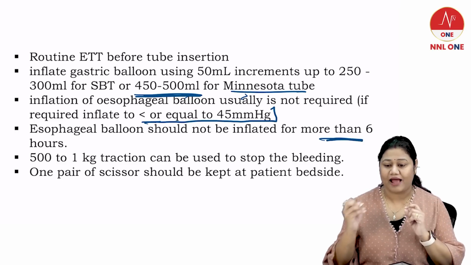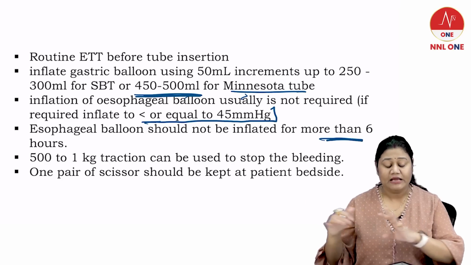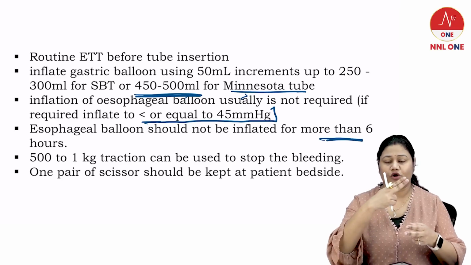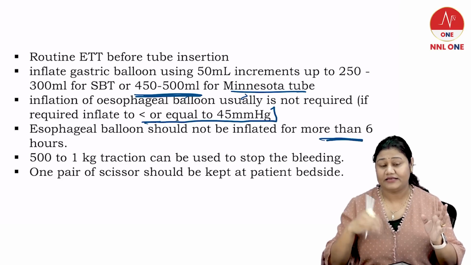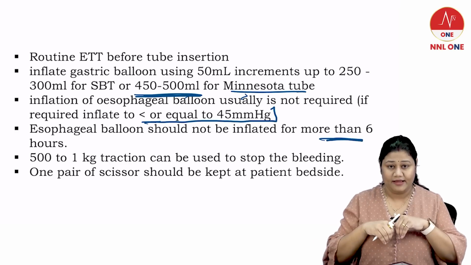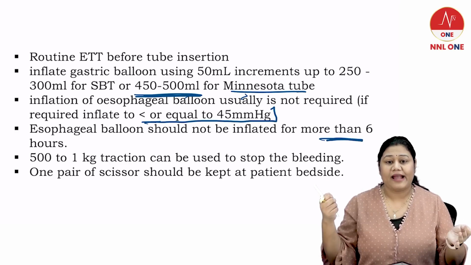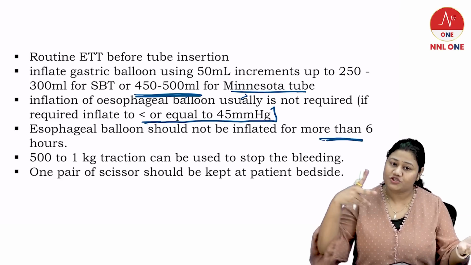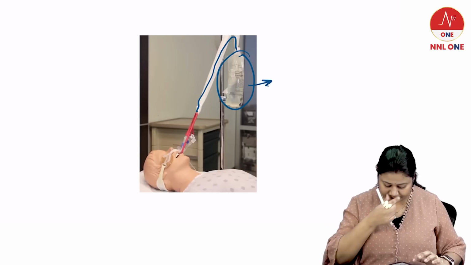Another point, whenever you have such a patient, make sure a pair of scissors is kept at the patient's bedside, because if any emergency occurs, you can cut the tube from the top and take it out. For the 500 cc of air you have injected to inflate the gastric balloon, when an emergency comes, to withdraw and deflate the balloon, 500 ml will take a long time. So just cut the tube from above and take it out, the air will come out.